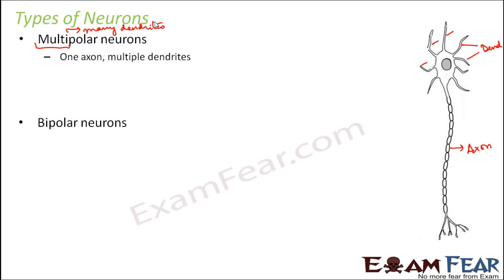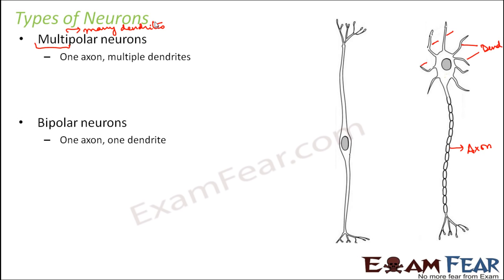If the dendrite is 1 in number, in that case it is a bipolar neuron. That means you have one axon and one dendrite. So in total you have 2. As I said, the axon will always be 1, but here the dendrite also is 1. So that is why you have bi, which means 2. And what is that 2? One axon plus one dendrite.